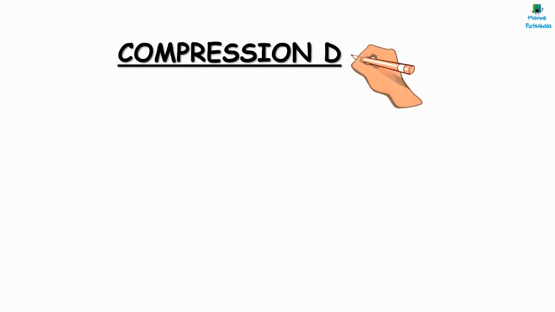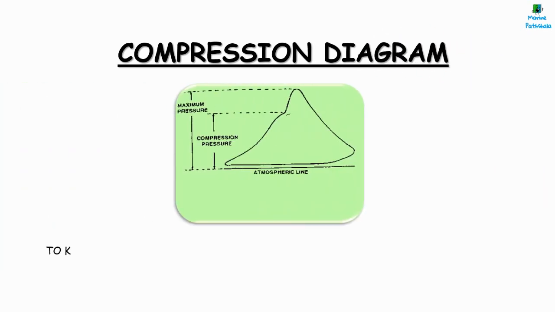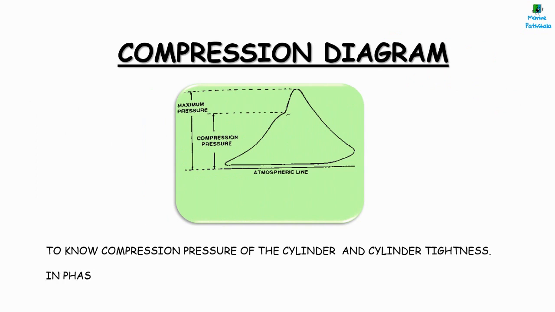Compression diagram. To know the compression pressure of the cylinder and the cylinder tightness, the compression card is taken in phase with the piston movement and with the fuel cut off. The most important thing while taking the compression card is that we will have to cut off the fuel.